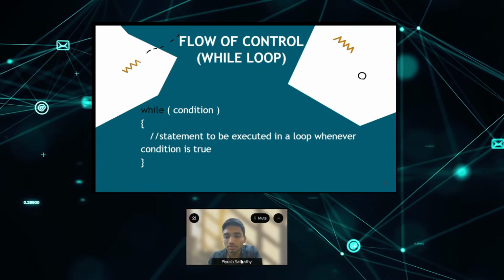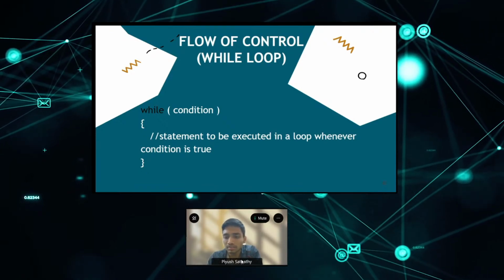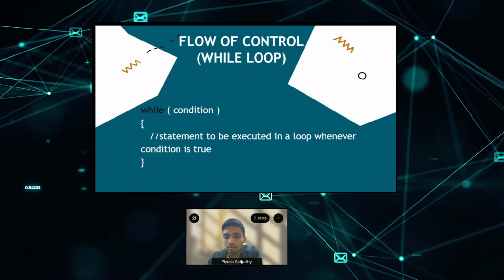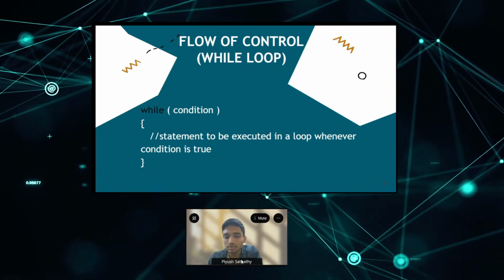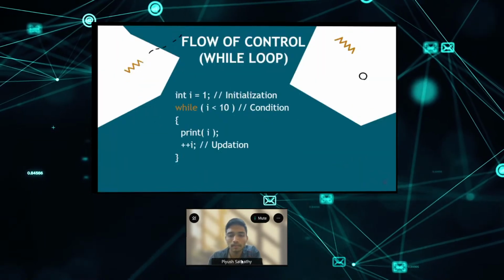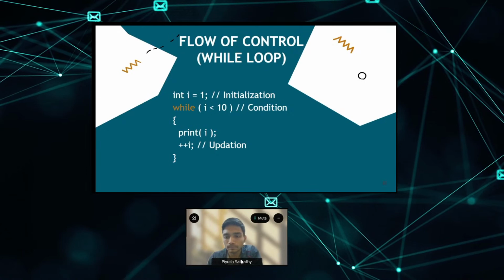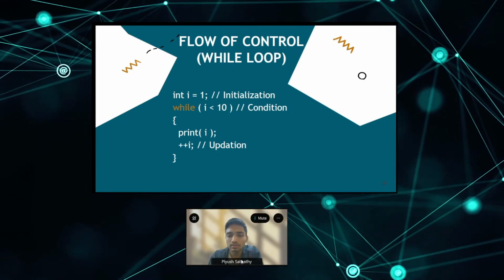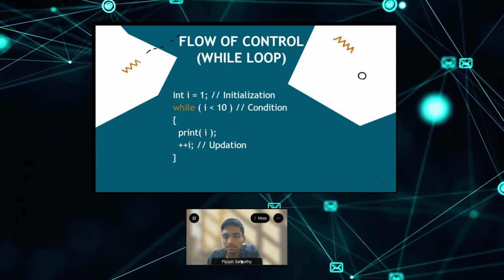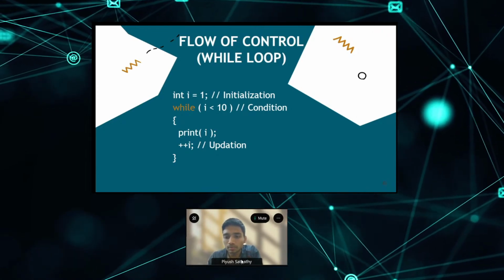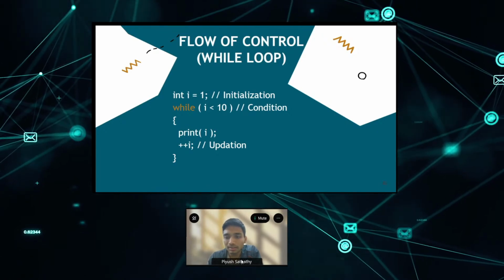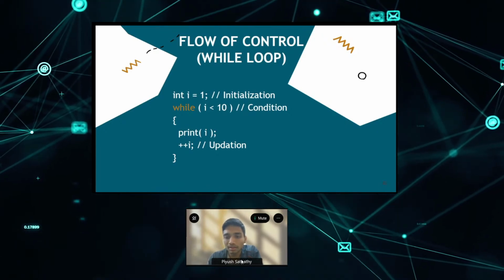The key point to note is that a while loop might not execute at all. When the condition is tested and the result is false, the loop body will be skipped and the first statement after the while loop will be executed. So here is an example of a while loop. The iterator i is initialized with 1 just before the loop block, and the loop will iterate till the value of i becomes 9 and will print all the values from 1 to 9 in a single line.